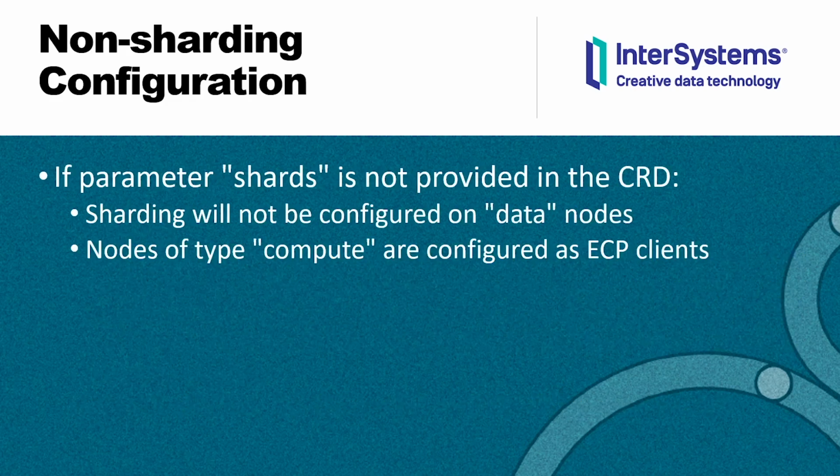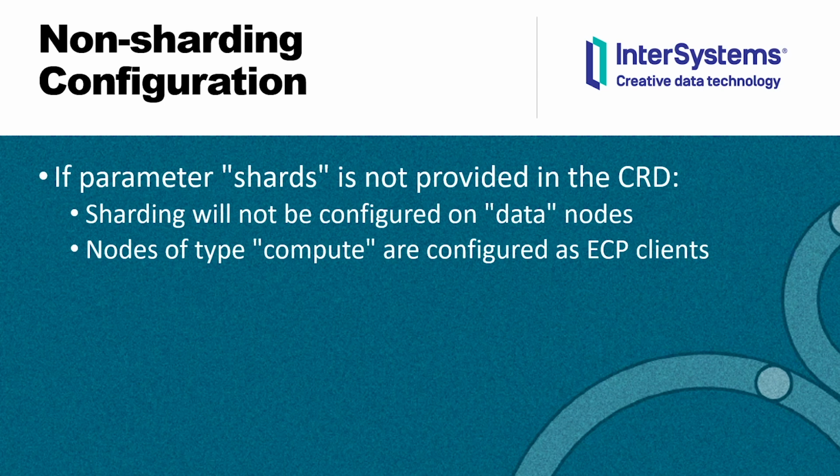Previously, every cluster deployed by IKO was a sharded cluster. Even if it only contained a single instance, it was a shard of one. With this change, sharding is not enabled or configured unless the sharding parameter with a non-zero count is supplied in the CRD.